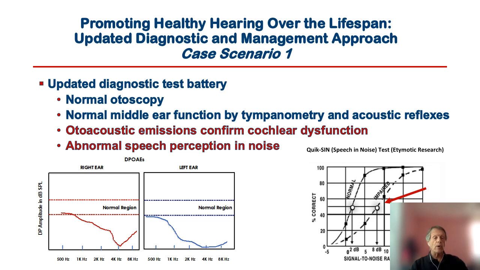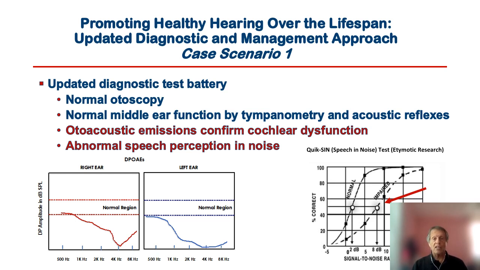And in fact, his OAEs were absent in the high frequencies, even though his audiogram showed only a very, very mild hearing loss. So his OAEs unequivocally show cochlear dysfunction bilaterally. Could be due to the smoking, could be due to noise exposure, probably a combination. And then we administered speech perception and noise tests.